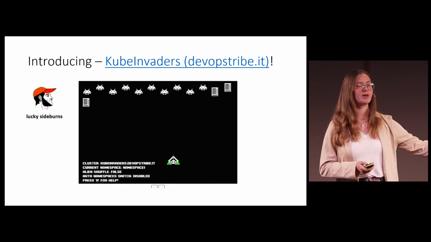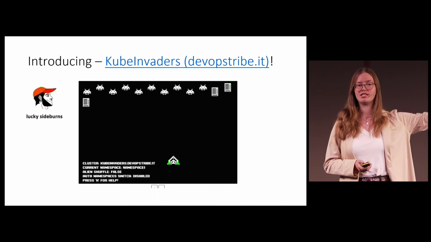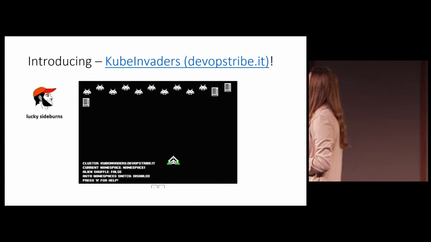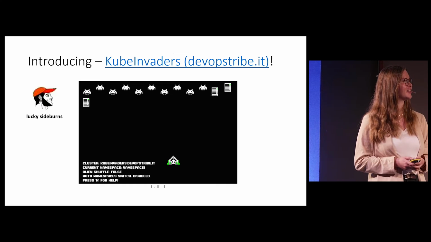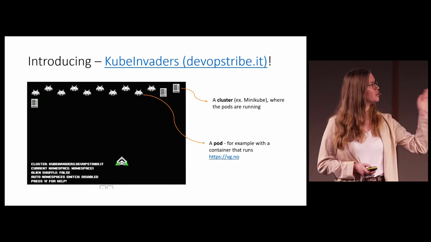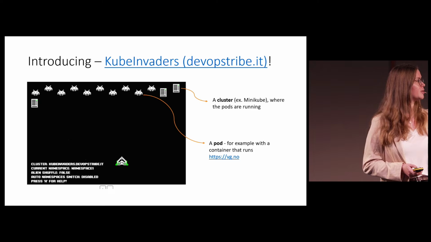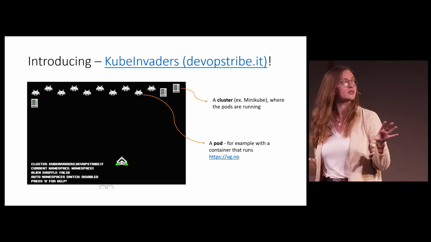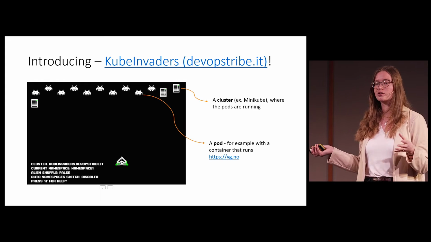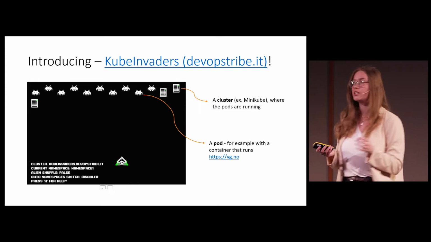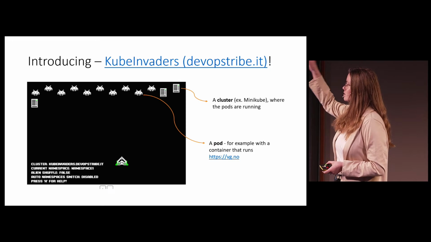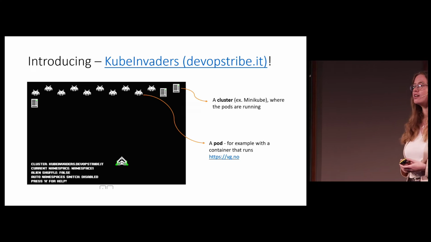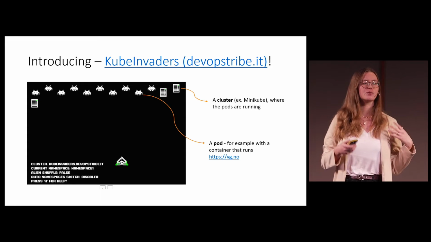You're the spaceship at the bottom, and the top is your applications. It's the pods in the Kubernetes cluster. And this is what I've played around with for this talk. For some explanation, we will be the ship at the bottom, and the aliens are what we call the pods. For example, the container that runs your application, like vg.no. And what you see as a server figure is a cluster. For example, I'm using Minikube, and this is where the pods are running.